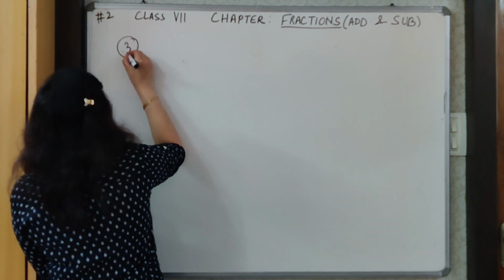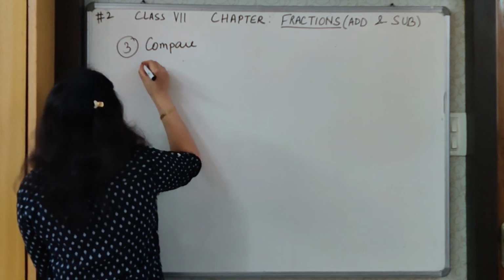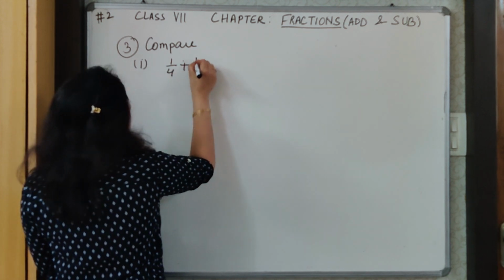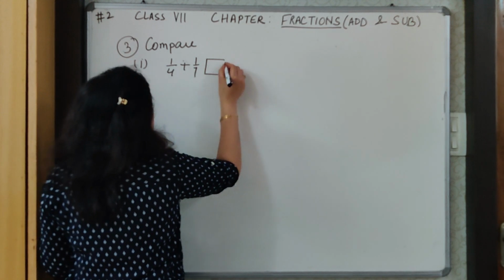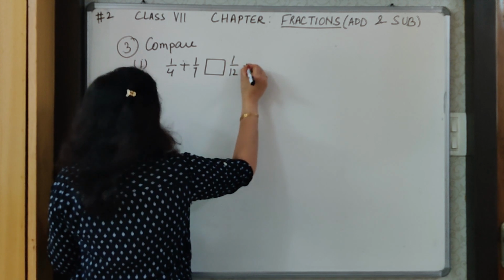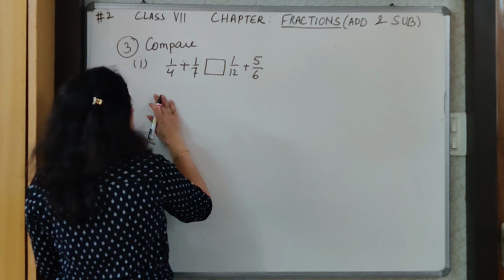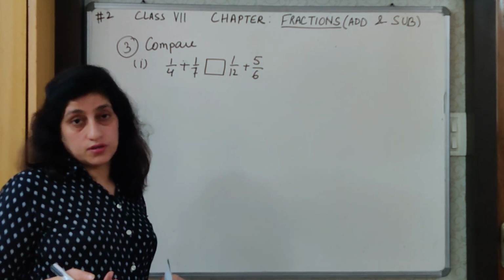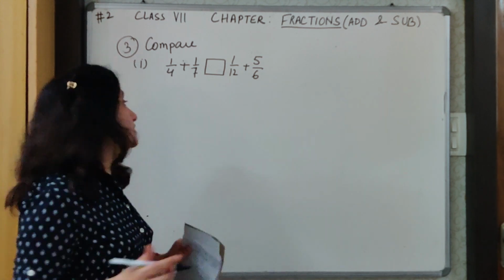So here it is the third question, compare. And in compare, the first one which I am taking is, I have over here 1 upon 4 plus 1 upon 7, which has to be compared with 1 upon 12 plus 5 upon 6. I have to tell which one is bigger. This is bigger or this is bigger. So we have to use the less than or the greater than sign. So here again solving LHS, solving RHS simultaneously.